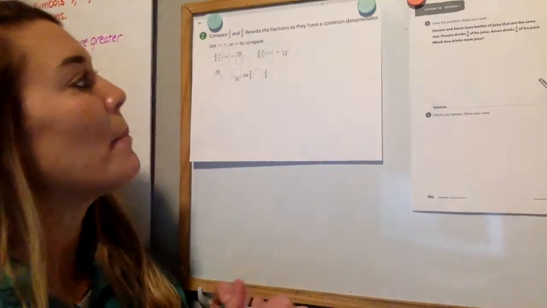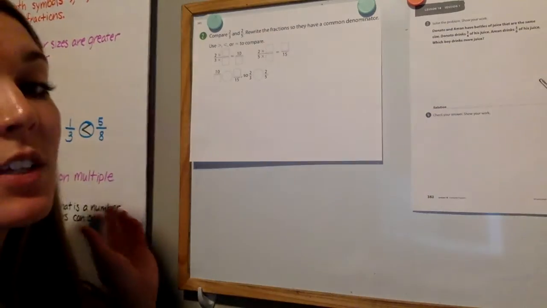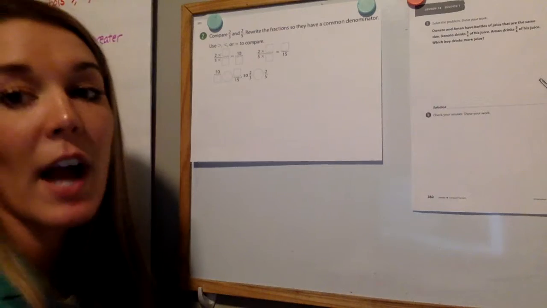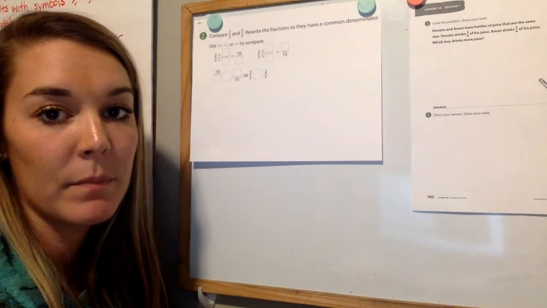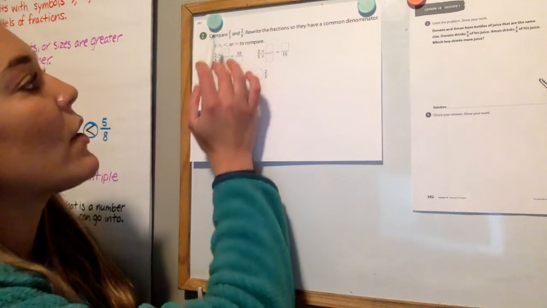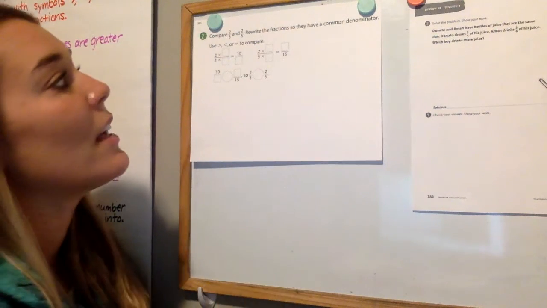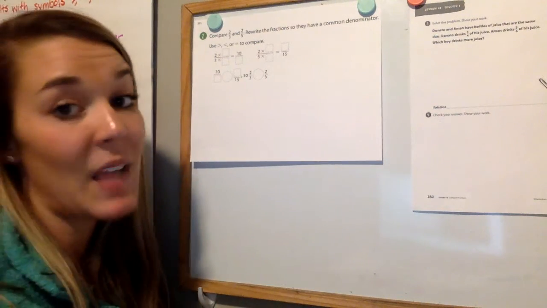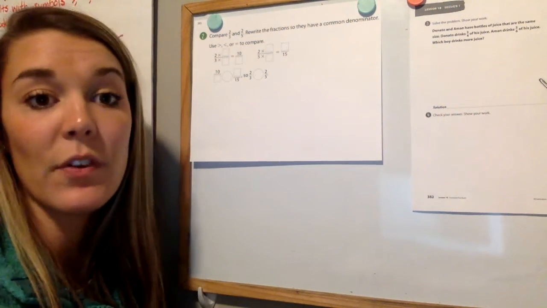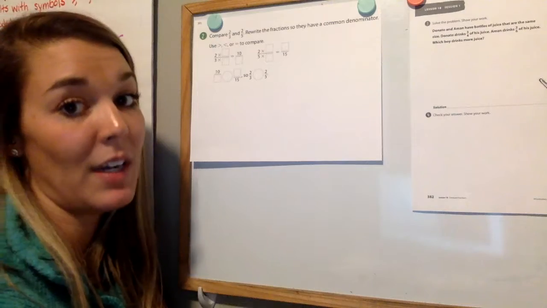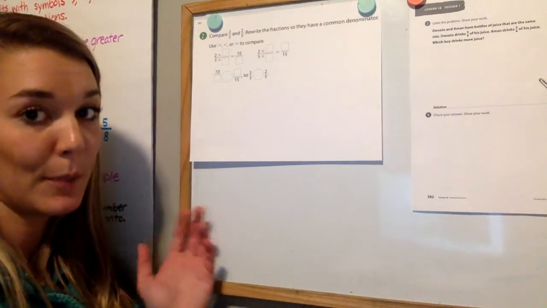So the problem says, compare 2/3 and 2/5. Rewrite the fractions so they have a common denominator. Use the signs to compare. Okay, so I have 2/3 and 2/5. I know I cannot compare those right away because they have 2 different denominators. So I'm going to need to find a common denominator.